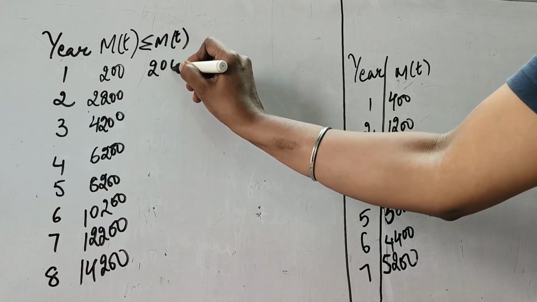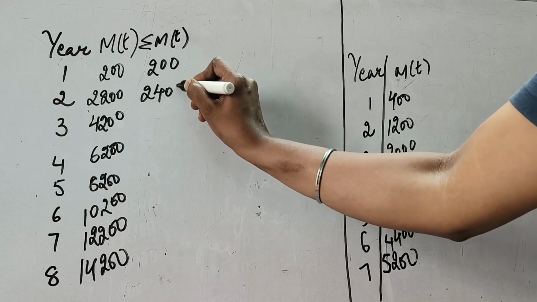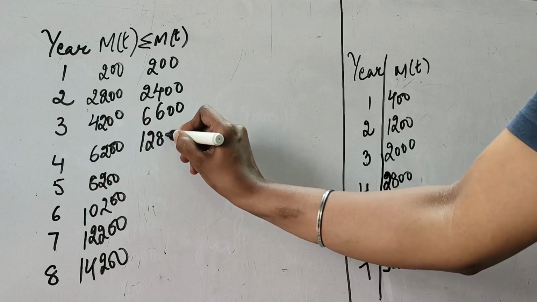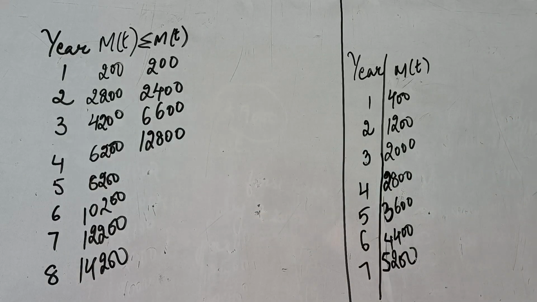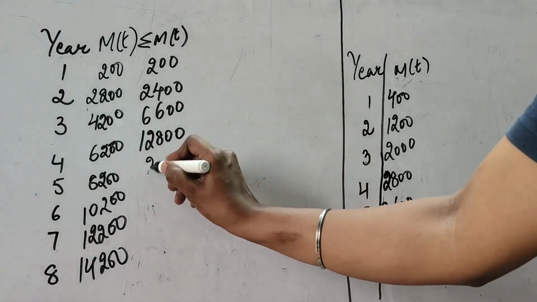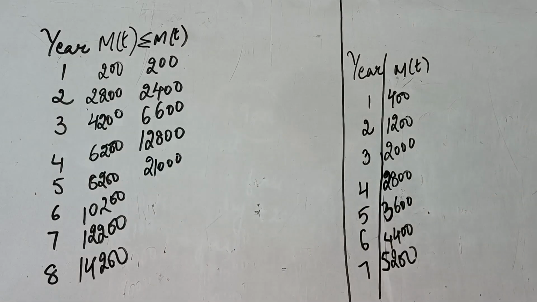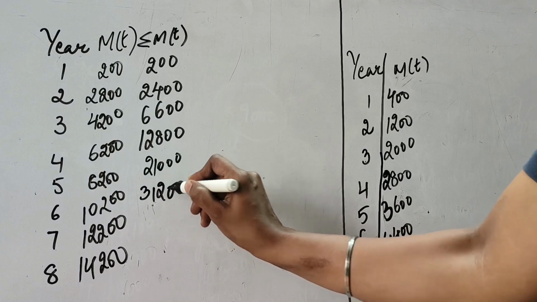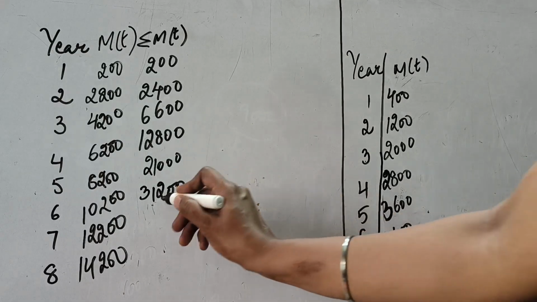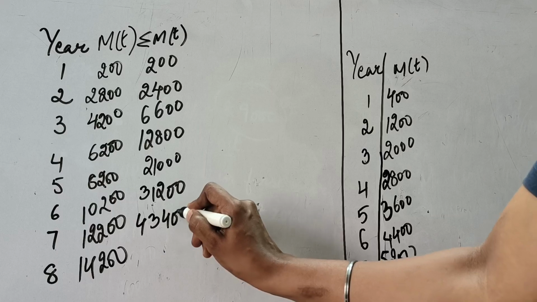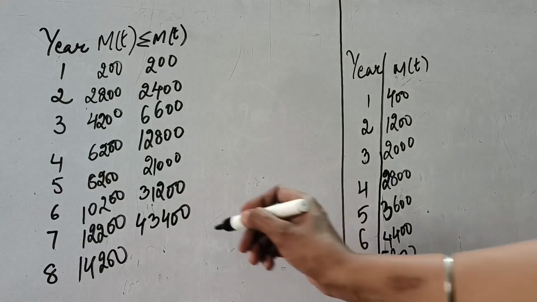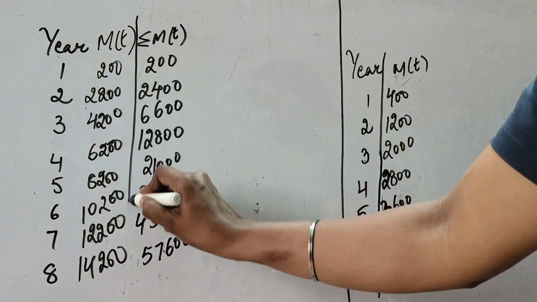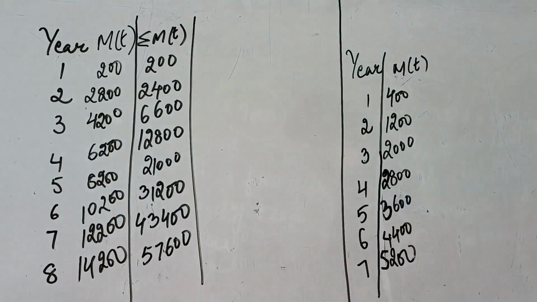So it will be first year 200, 2,400, 6,600, 12,800, and the next will be 21,000, plus 10,200, it is 31,200, plus 12,200 is 43,400. And plus 14,200 is 57,600. So like this we have calculated the cumulative maintenance cost.